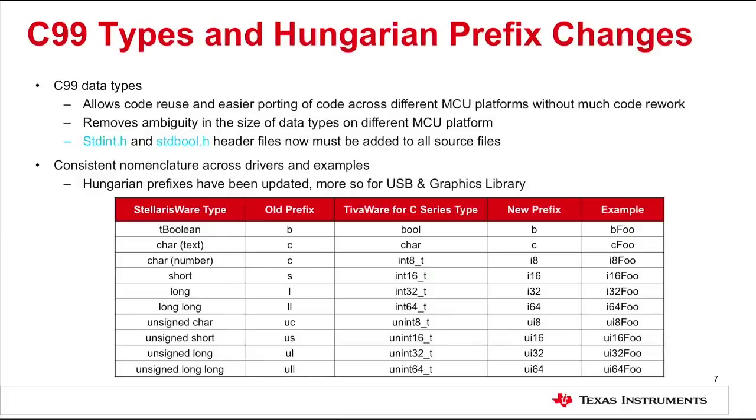One of the key enhancements we have made in the new TivaWare for C-Series is the addition of C99 data types, which allow easier porting of code across different microcontroller platforms within the Tiva family. This helps in removing ambiguity in the size of data types on different microcontroller architectures. For example, int32_t is always 32-bit long regardless of the microcontroller platform, unlike previously when long could be 32-bit or not depending on the core's architecture. So now header files stdint.h and stdbool.h should be added to your projects. Hungarian prefixes have also been updated to provide consistent nomenclature across drivers and examples. Take a look at the table on the screen to see a list of the new prefixes.